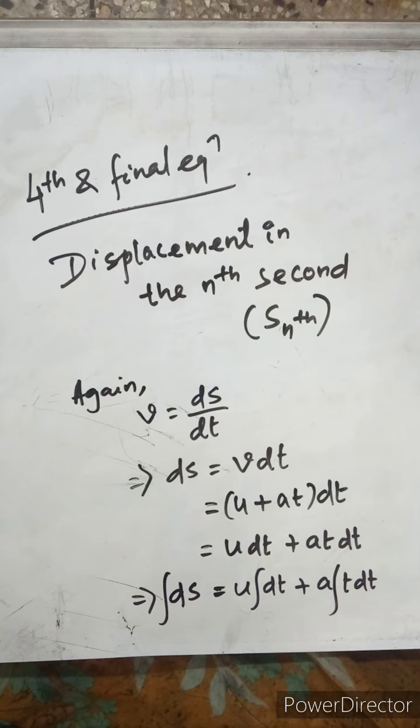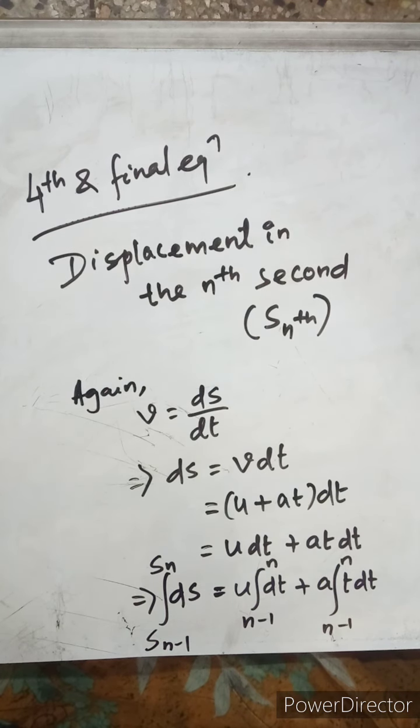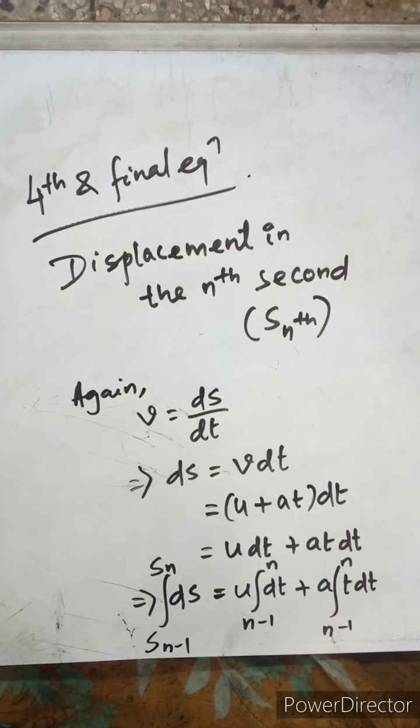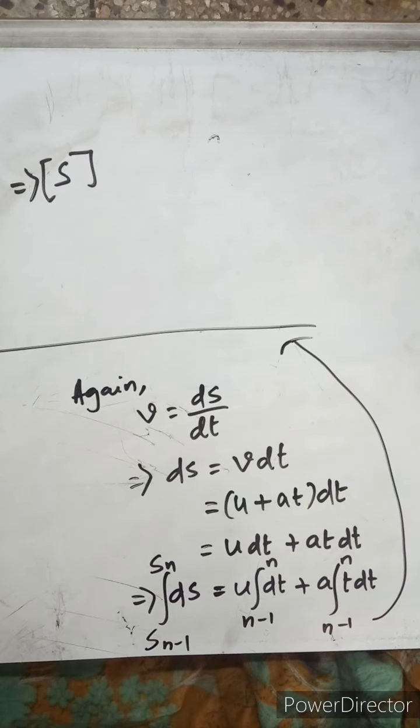So likewise we again integrate the above expression. Now s is integrated from s n minus 1 to s n. Here the limits are changing, and the limits of time are also changing from n minus 1 to n, as you can see, as per our requirement, as per our equation. Now we will be again using the top space for the rest of the derivation.